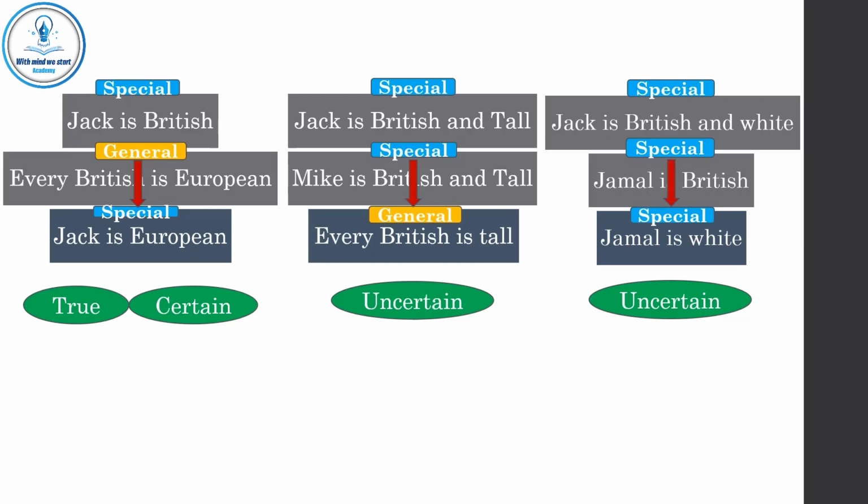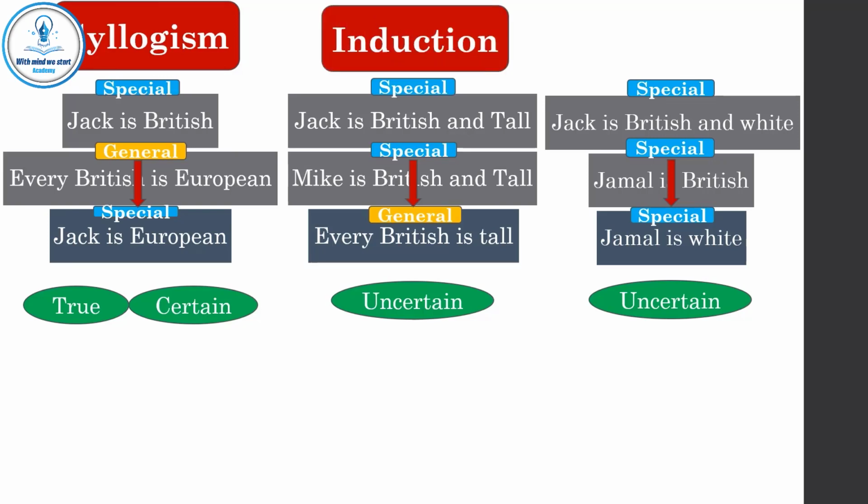So, these are the three forms of evidence. In the first form, we move from general to special. This form is called syllogism. In the second form, we move from special to general. This form is called induction. In the third form, we move from special to special. This form is called analogy.